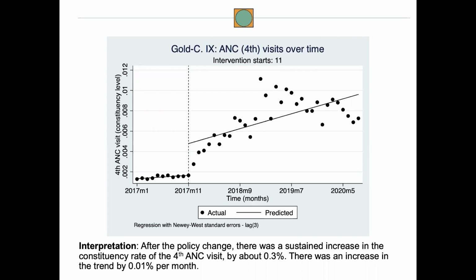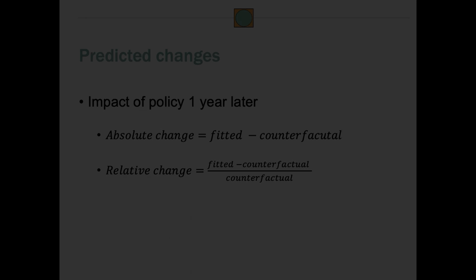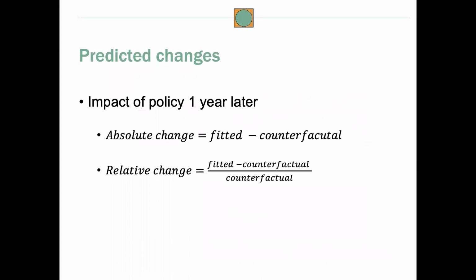So in addition to determining this impact, is it possible to conduct further analysis to calculate the impact at specific time periods? We're interested in calculating the impact of the policy a year after.